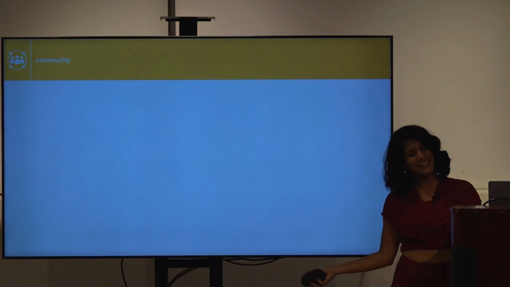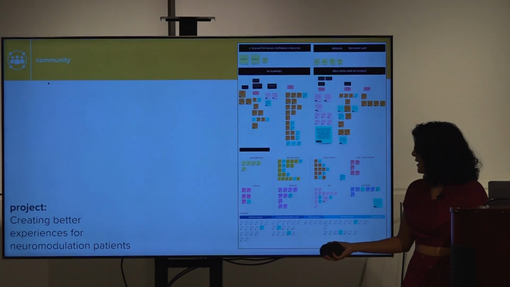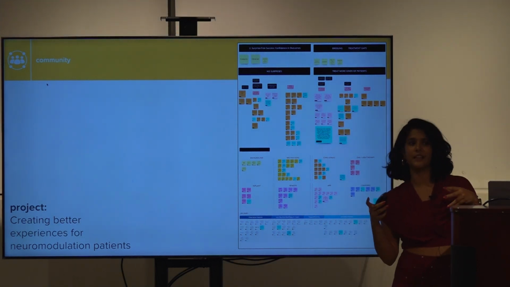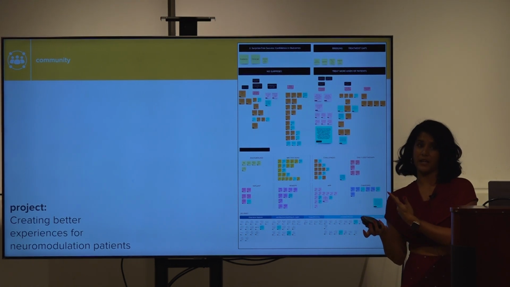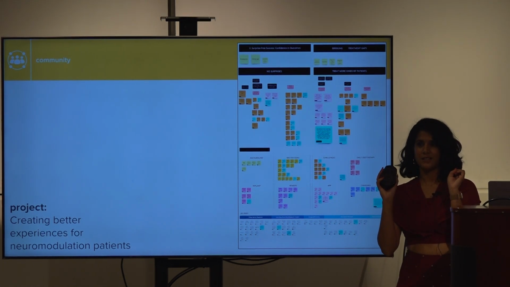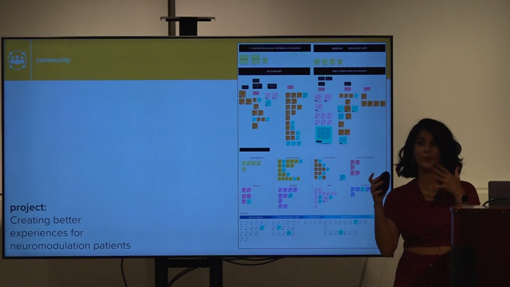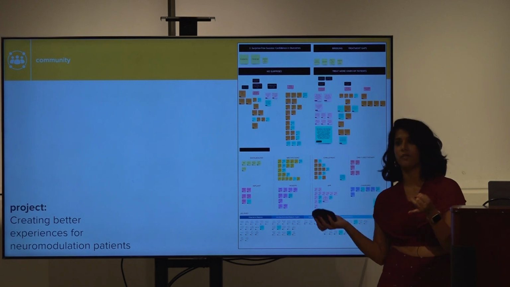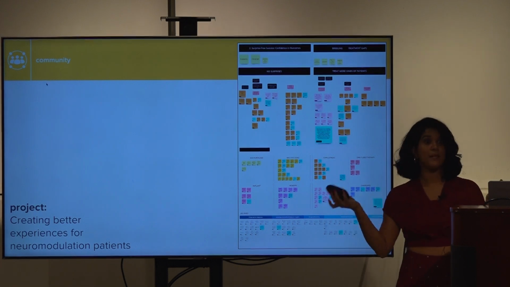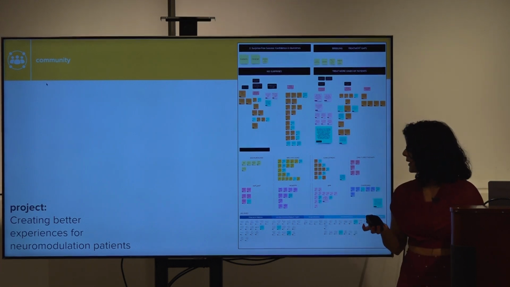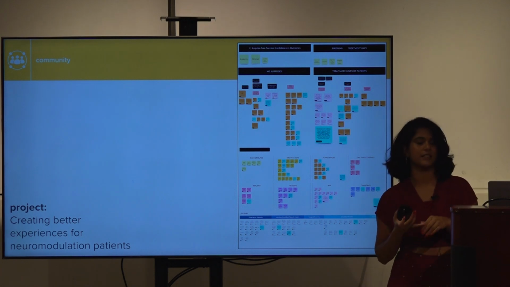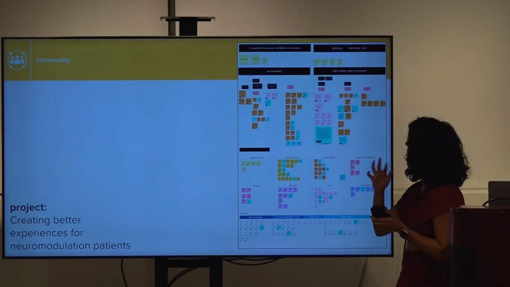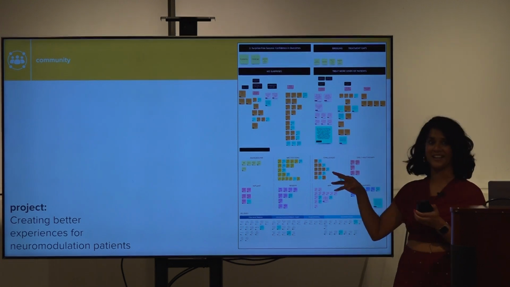Next category, community. The next thing I want to talk about is neuromodulation patients. Neuromodulation is a therapy where a patient can get an implant, and that implant will send stimulation to their brain to rewire their brain, and treats different conditions like chronic pain, overactive bladder, sleep apnea, any sort of thing. We've done a couple of different projects in the neuromodulation space, but the patient type is pretty similar. And I wanted to show some examples here about how we go about organizing our research.